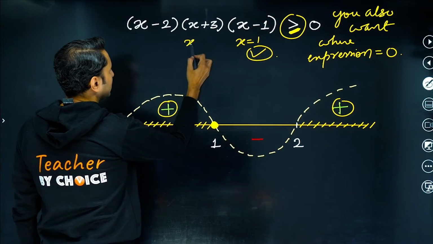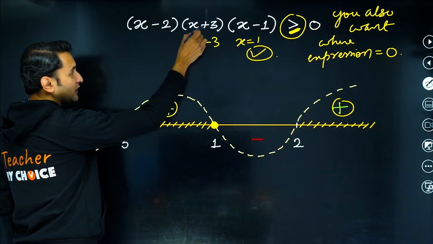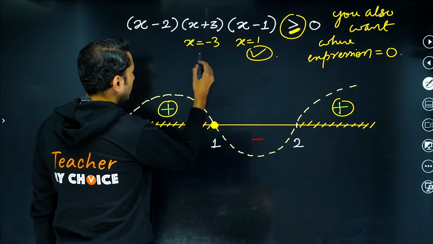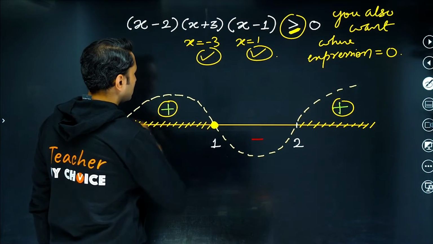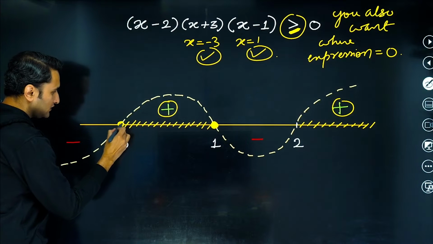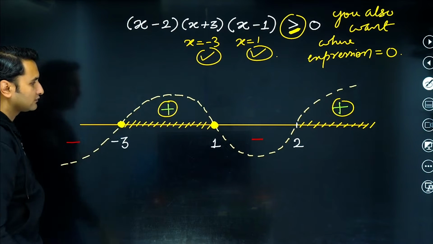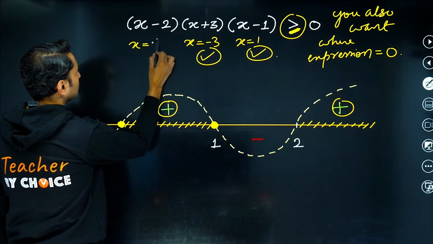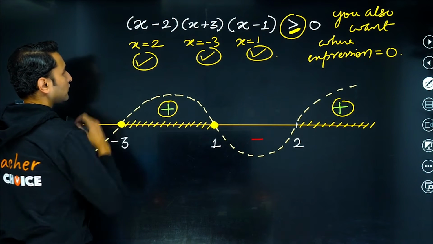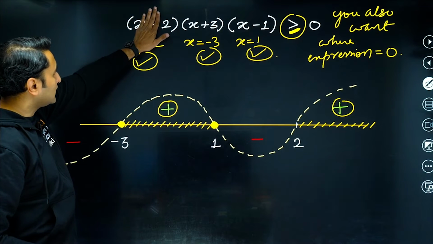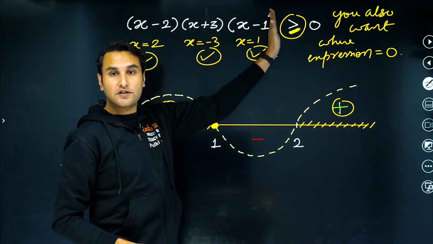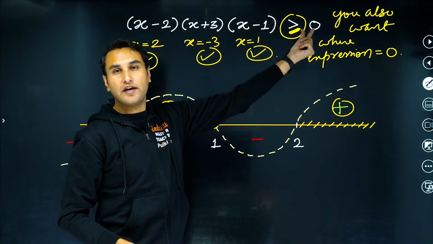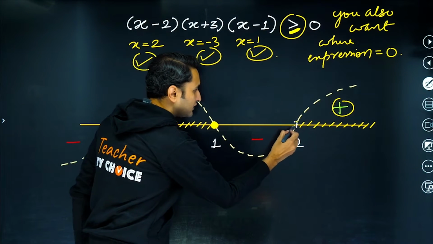Can x be equal to minus 3? When x becomes equal to minus 3, this becomes 0, entire thing becomes 0. So are you okay with this? Yes, you are okay with this. So x is equal to minus 3. Yes, I can take it. Are you okay with x is equal to 2? Yes, you are okay with x is equal to 2. X is equal to 2, this becomes 0, entire expression becomes equal to 0, and you want equal to 0 as well. So I am okay with x is equal to 2.